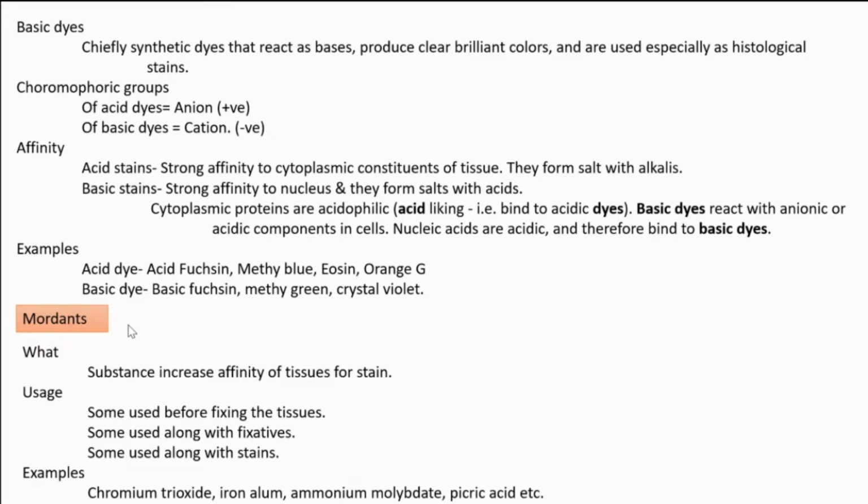Next is about mordants. What are mordants? They are substances that increase the affinity of tissues for stain. They increase the tissue's affinity towards the stain and improve the quality of staining. Then what about their usage? Some mordants are used just before fixing the tissue. Fixing, what is fixing? I think everybody has studied it.